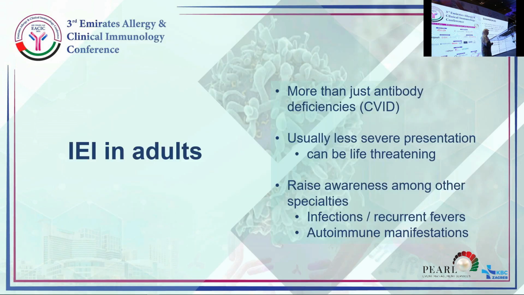So basically, in conclusion, I just wanted to mention that inborn errors of immunity in adults are more than just antibody deficiency, especially CVID, which is maybe the first immune deficiency that we think about when we talk about adults. They usually do have a less severe presentation than in children, but also there are some manifestations that can be life-threatening. And it's important, and we need to raise awareness among other specialties to think about these diseases in patients that have recurrent infections or recurrent fevers or severe infections, as well as some autoimmune manifestations, that all these different manifestations might have a common denominator being an inborn error of immunity.